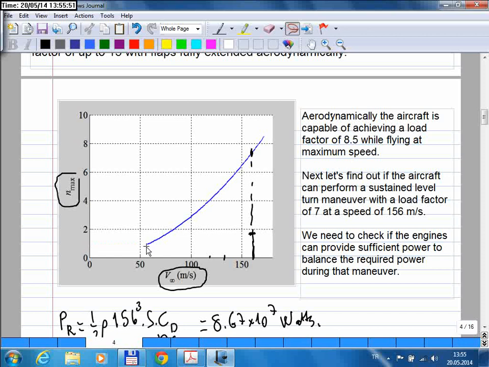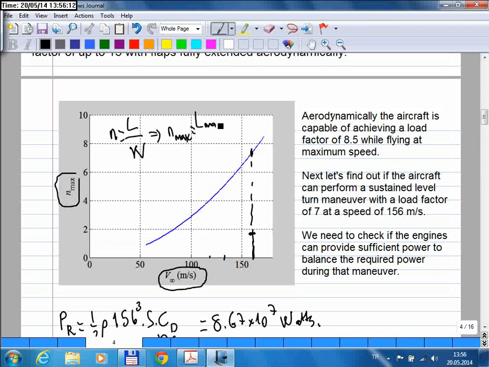Okay, so you need to have a higher speed. And so the load factor is lift divided by weight. So this is the maximum load factor. That means we are looking at the maximum lift force an aircraft can ever have divided by its weight. And for the maximum lift force, we write 1/2 rho V squared S times CL max.